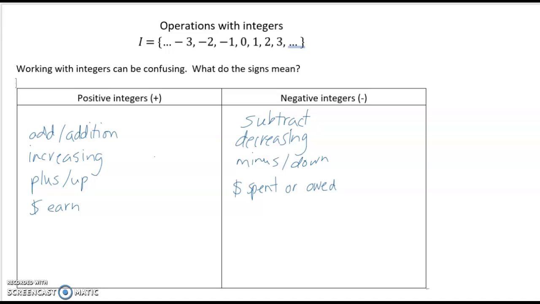When we have positive integers, they might say adding or addition, increasing. That means going up. Plus, they might say earn money. When we look at negative integers, we're talking about subtracting, decreasing. They might say minus or going down, money spent or money owed. Those would all be negative integers.